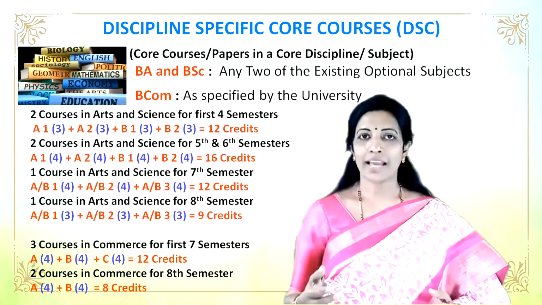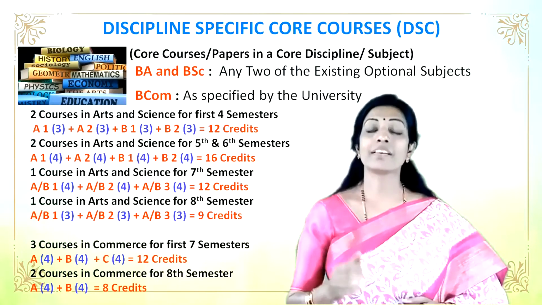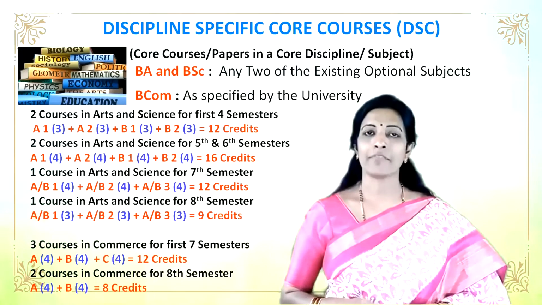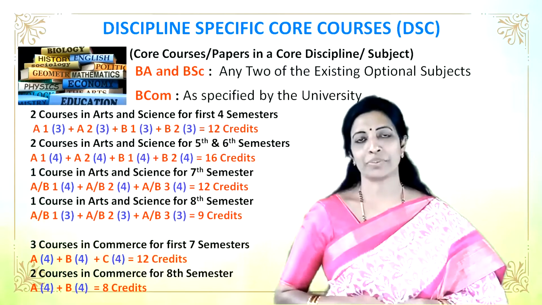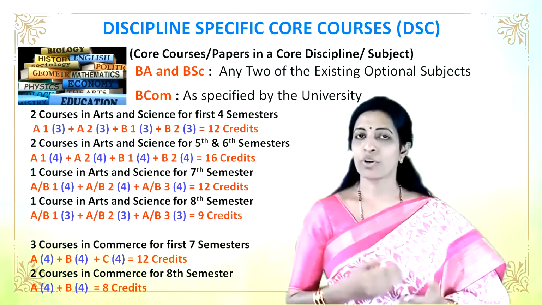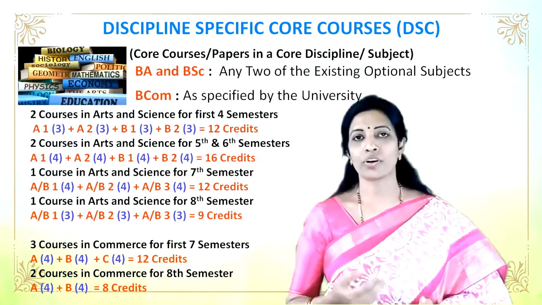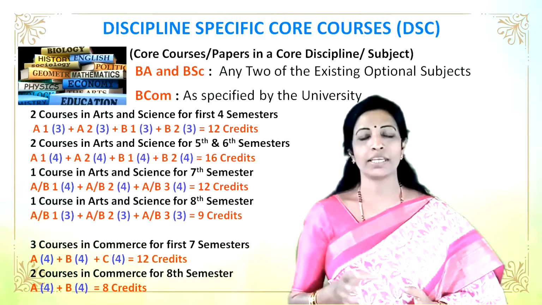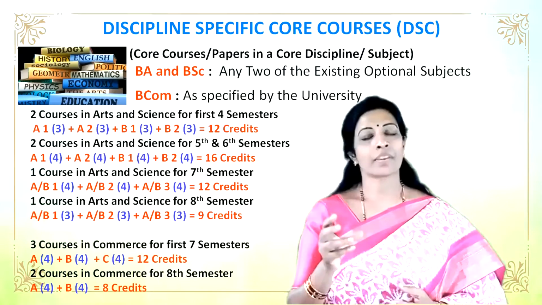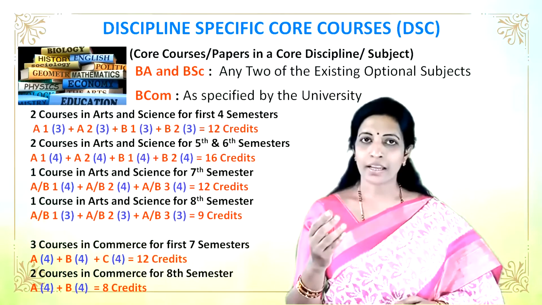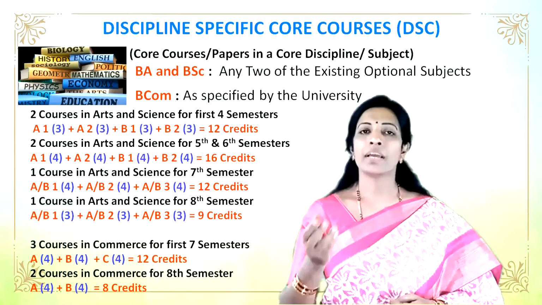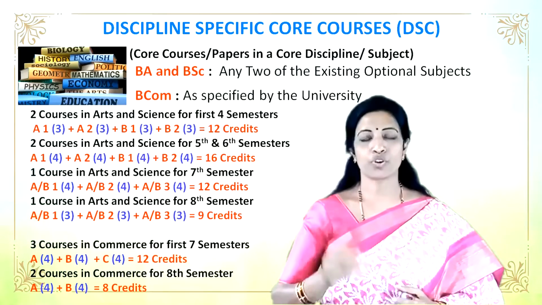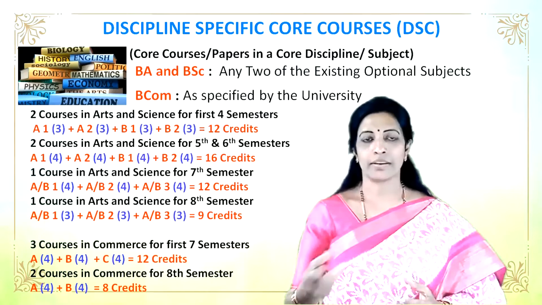In the 7th and 8th semester, that is in the 4th year of the program, the student will now have to opt for any one subject as the core course. So, if the student has been studying sociology and economics, he may now opt only for sociology as his major subject. And then at the completion of the program, he will get a BA honors in sociology as a degree.